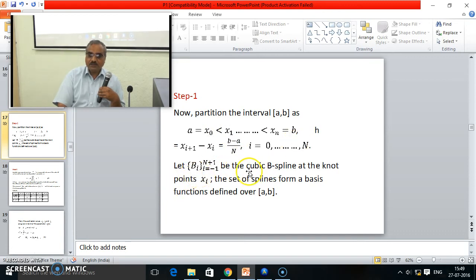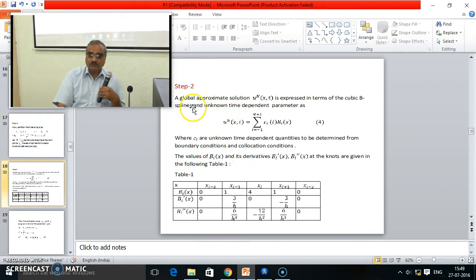Let Bi be the cubic B-Spline at the node points xi. The set of splines forms a basis function defined over the interval AB. Now a global approximate solution U_N(x,t) is expressed in terms of the B-Spline and unknown time dependent parameters as U_N(x,t) is the summation from i equal to -1 to n plus 1 of c_i(t) B_i(x), where c_i are unknown time dependent quantities to be determined from boundary conditions and collocation conditions.